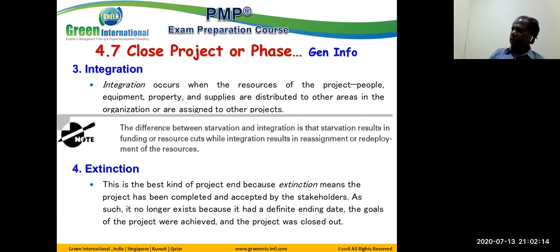Extinction. What is extinction? This is the best kind of ending. Here, the project has been completed. All the deliverables are accepted by the stakeholders. Do you want to stay there? No, they will kick you out. So you have to perform the closure, because you reached the goals of the project, and the project will be closed. It's called extinction.